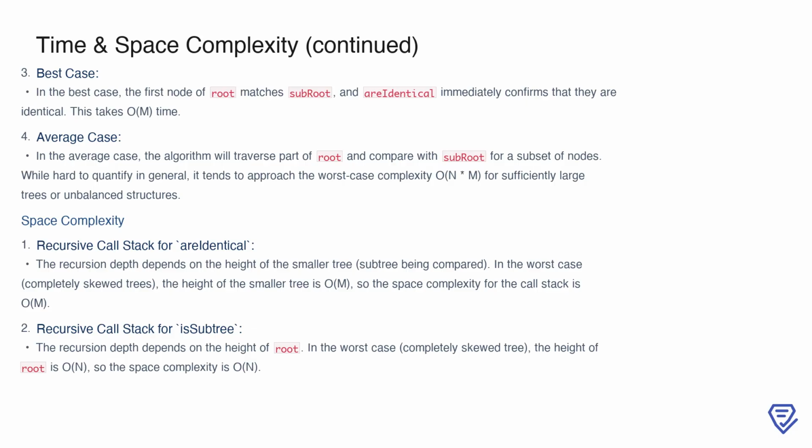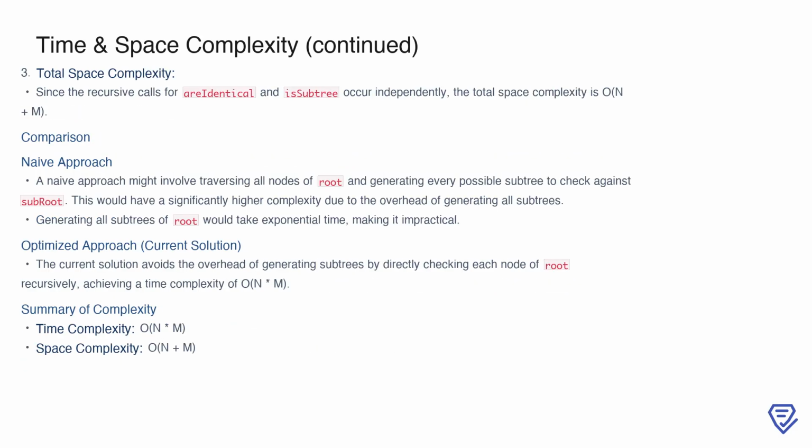The depth of recursion is determined by the height of the smaller tree being compared, which, in the worst case of completely skewed trees, is m. Similarly, for isSubtree, the recursion depth depends on the height of the root tree. If root is also completely skewed, the space required for its recursion stack is n. When combining these two components, the total space complexity becomes n plus m, as the recursive calls for isSameTree and isSubtree occur independently.